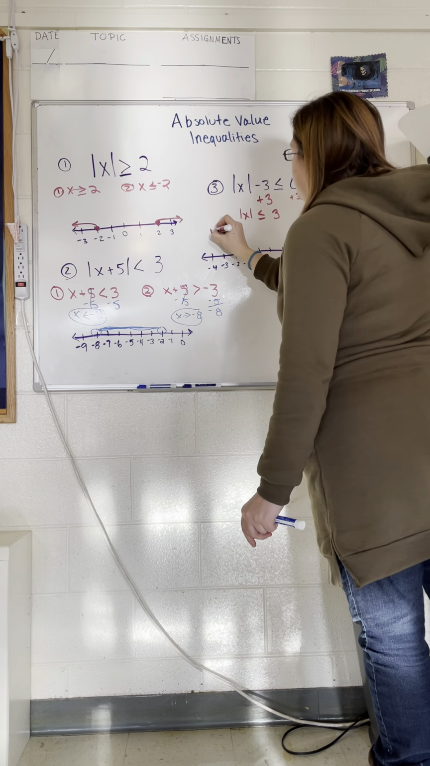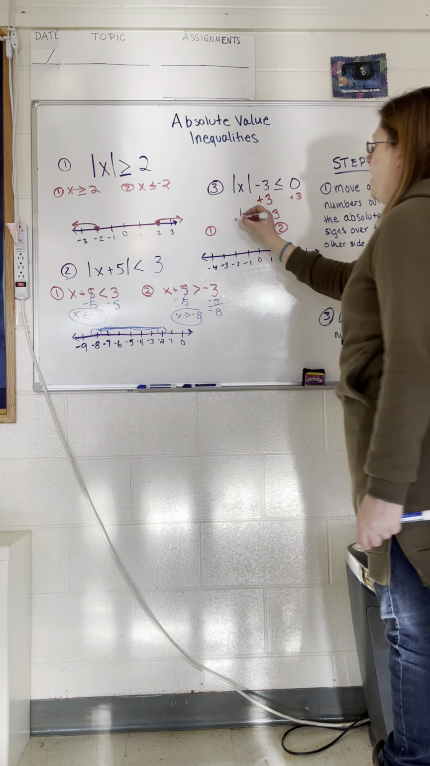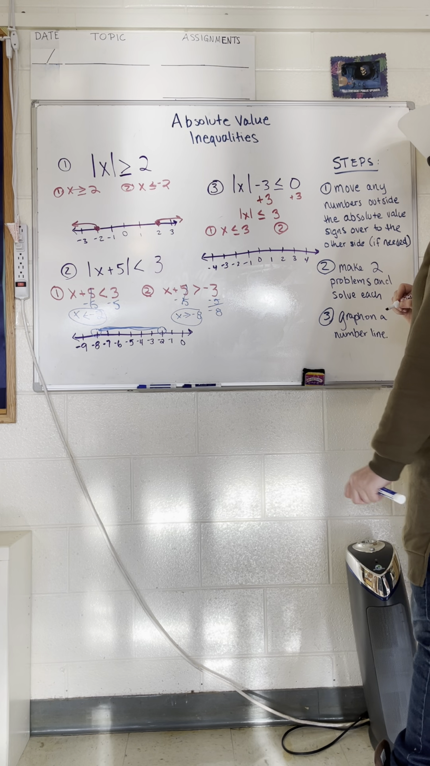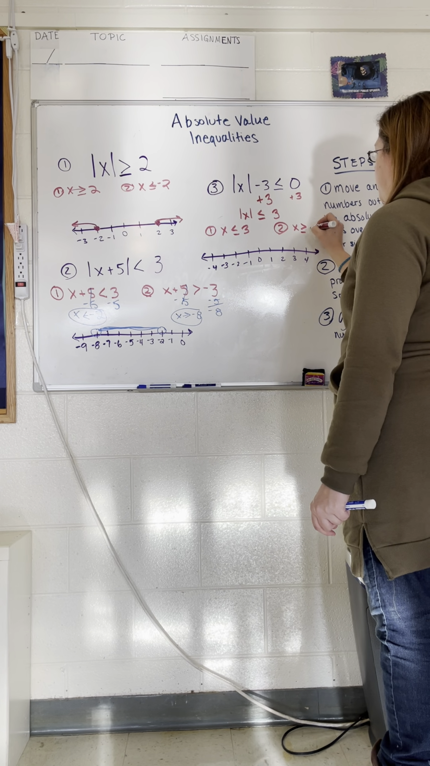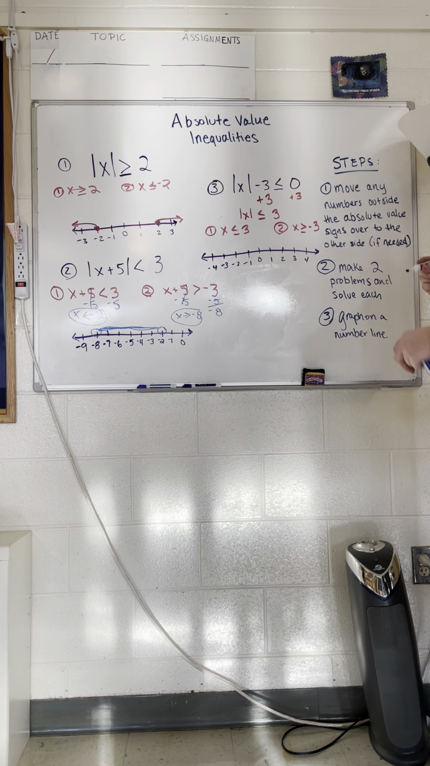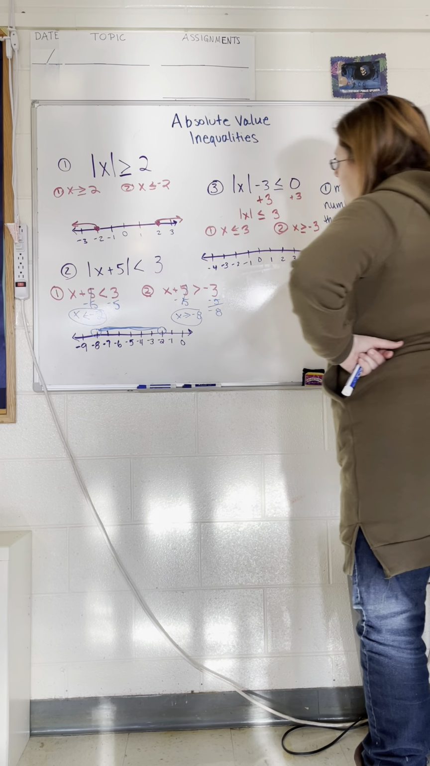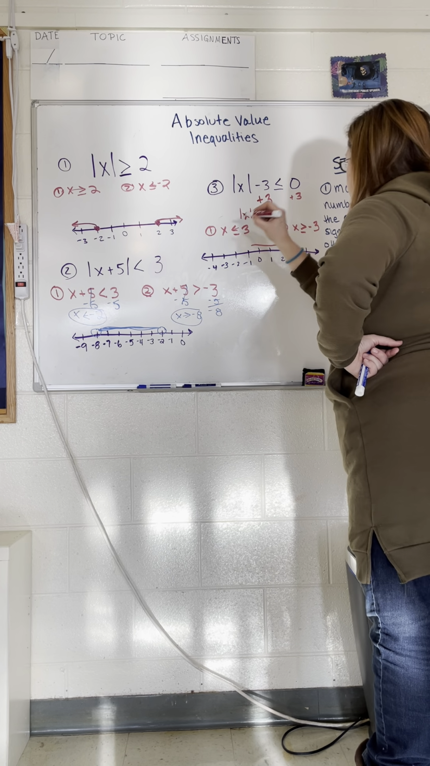So the first problem will be x is less than or equal to 3. The second problem will be x is greater than or equal to -3. Okay, so you just flip your sign. Now we can graph it. So the first one is x is less than or equal to 3. If I make my little arrow here, that means I'm going to point to the left. I'm going to do a closed circle at +3. My arrow goes this way.